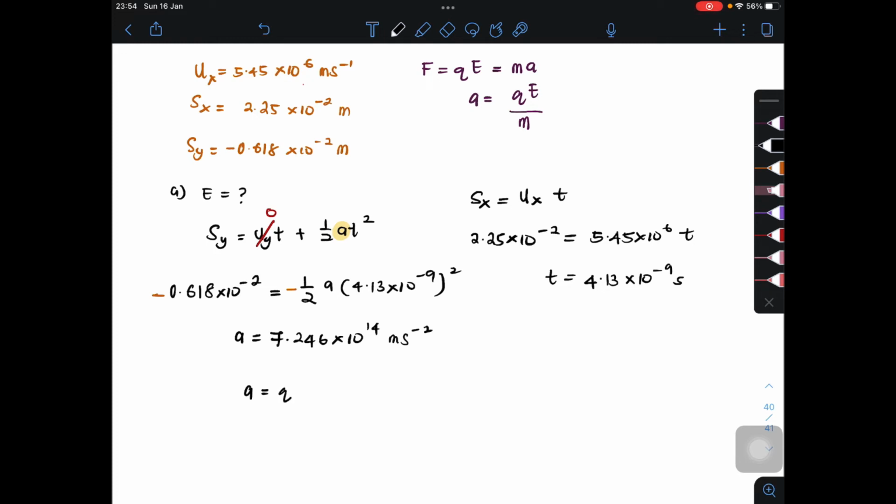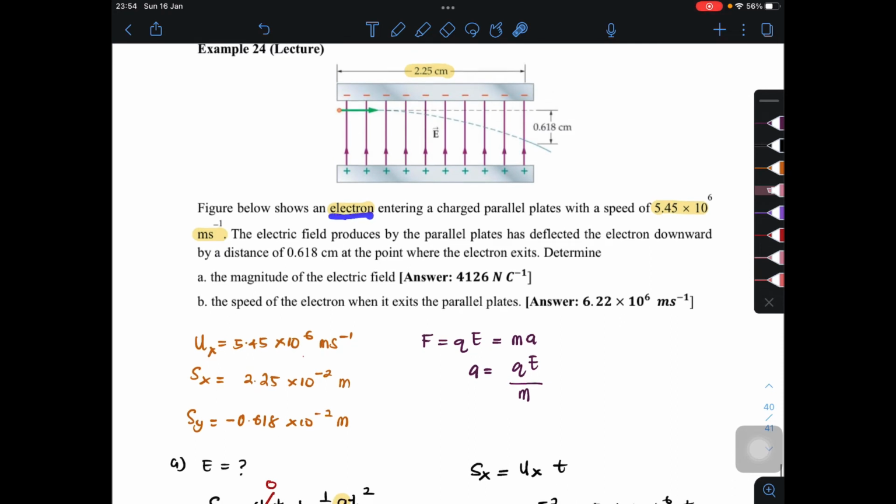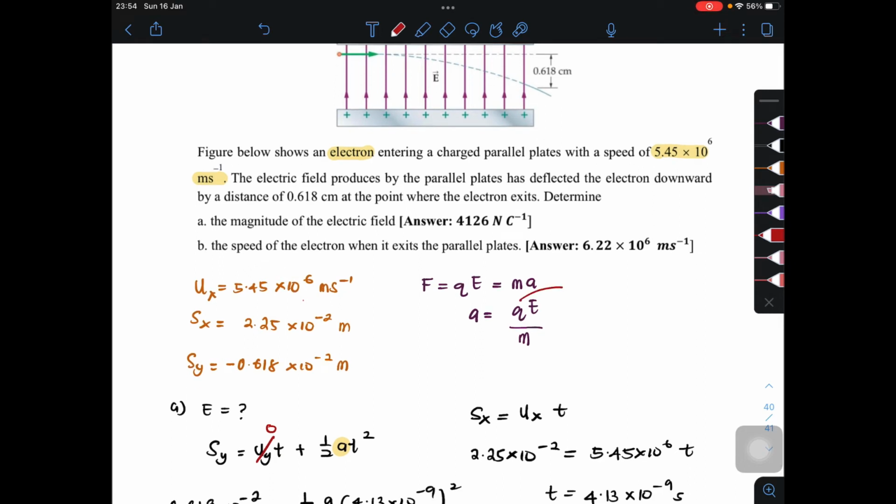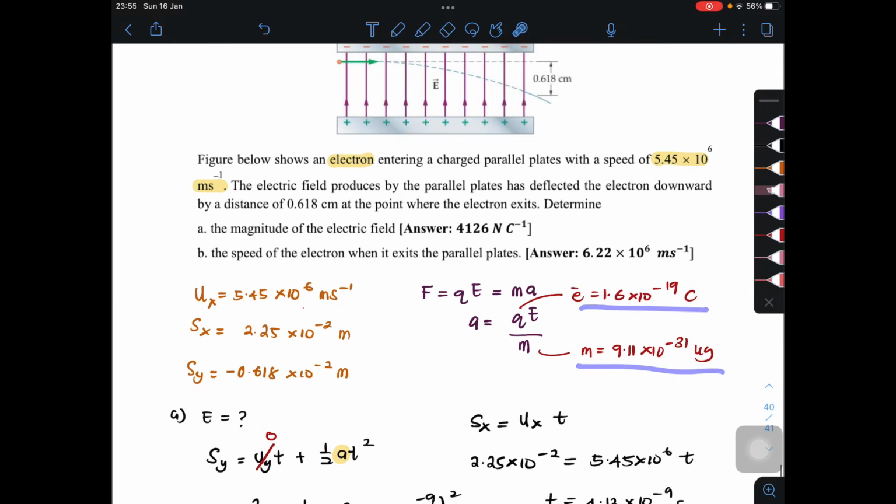So A is equal to QE divided by M. Okay, before that, in this case we have electron, right? So you need to know what is the value for electron. Apa charge untuk electron? So this one kamu kena tengok dekat list of constant. So untuk electron, charge dia adalah 1.6 exponent negative 19 coulomb. And mass untuk electron adalah 9.11 exponent negative 31 kg. So this one kamu kena tengok list of constants. So kalau dia cakap proton, tengoklah the value, the mass for the proton, what is the value.